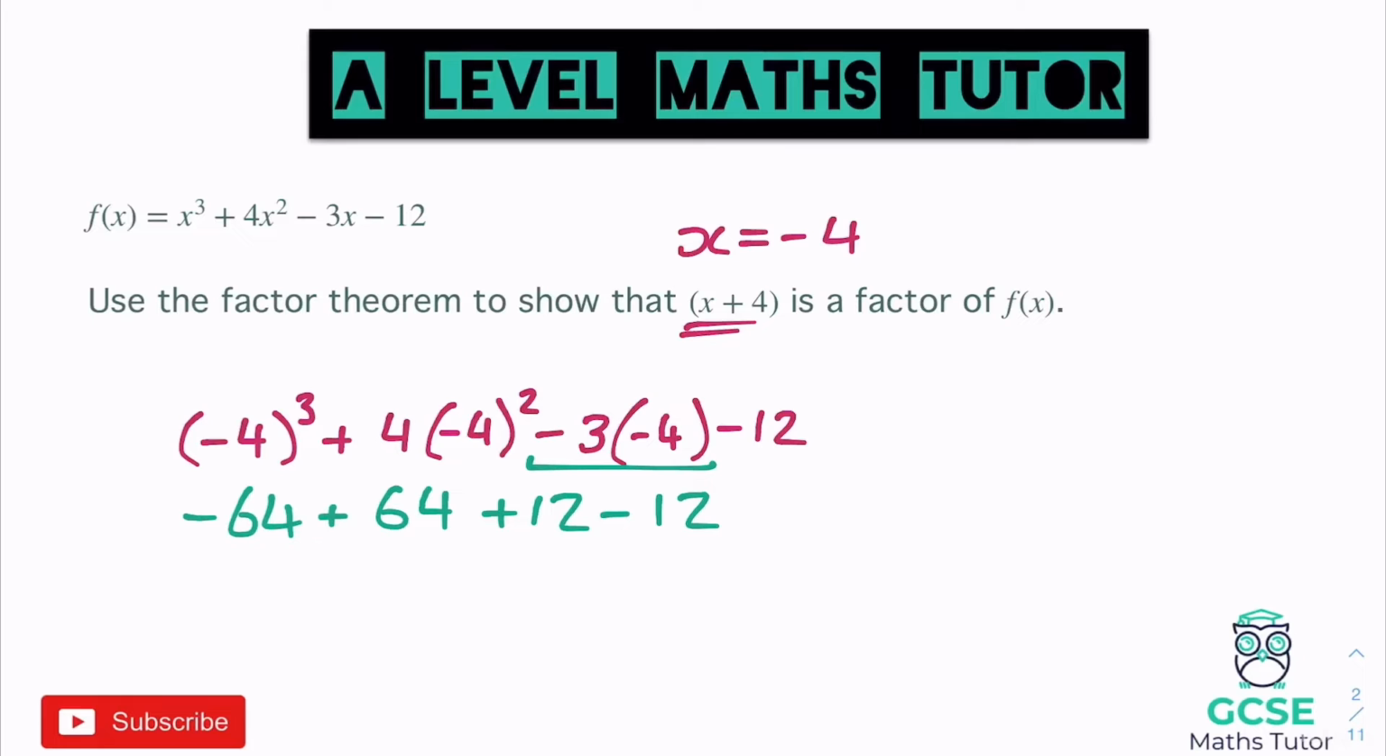So we have negative 64 plus 64, which is 0. We've got 12 minus 12, which is 0. So altogether that equals 0. There we go. So because it equals 0, x plus 4 must be a factor. Again, all this is really about is extracting that solution from the bracket, substituting it into the cubic and showing that it equals 0, and that therefore proves that it must be a factor.